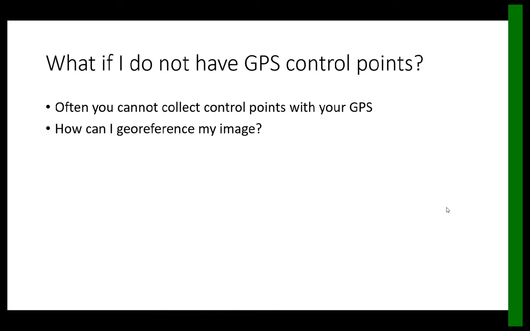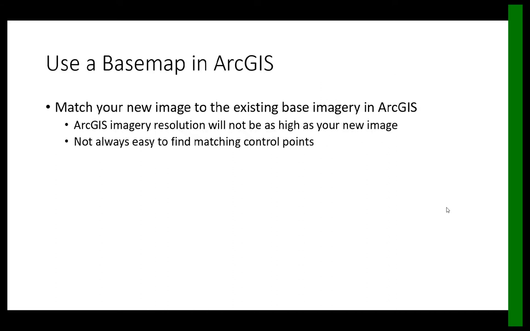And I've got a couple of ways that I think work pretty well. The first is to just use the base map in ArcGIS. And so within ArcGIS, you have that base map imagery that is already geo-referenced. Now, this imagery is not going to have as high a resolution as your new image. And consequently, it's not always easy to find matching control points. But if you can find spots on the existing ArcGIS base map that you can match up to the image that you just stitched together, then you can use that to geo-reference your new image. So let's take a look at that.